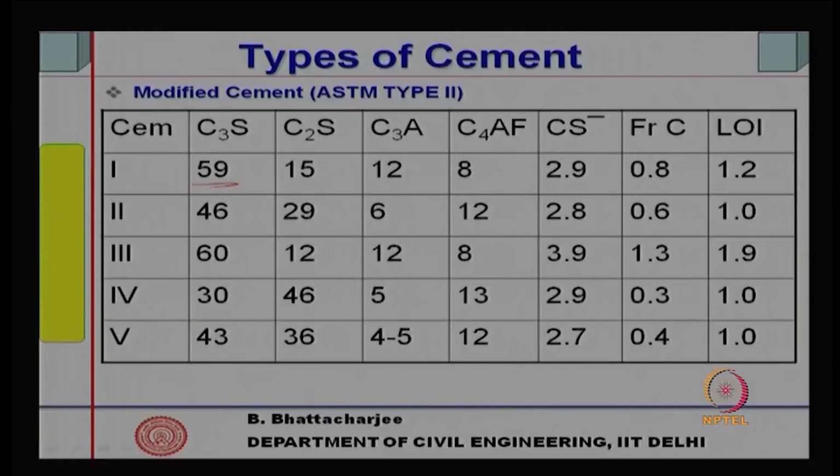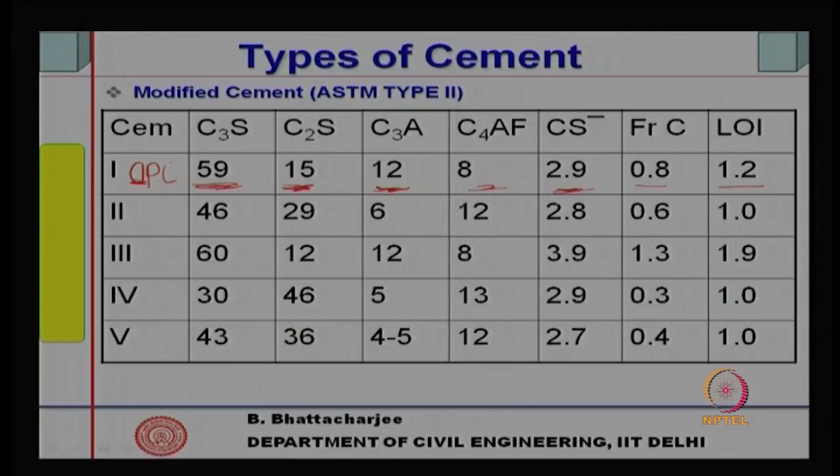Now, if you recall, ASTM type 1 cement, or OPC, had roughly around 59% of C3S, 15% of, could be something of this order, 15, 20, 55, etc. This one OPC, let us say C3A 12, C4AF 8, and calcium sulphate, this is 2.9, and free lime could be something like this, loss on ignition 1.2. So, this composition will satisfy OPC.